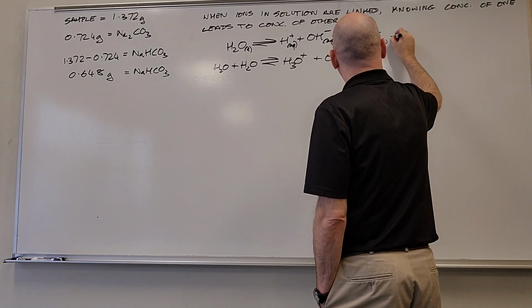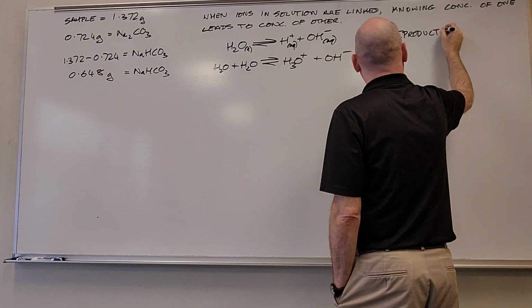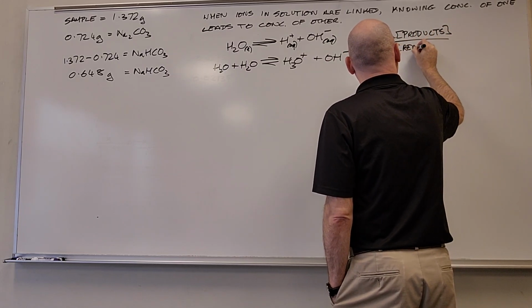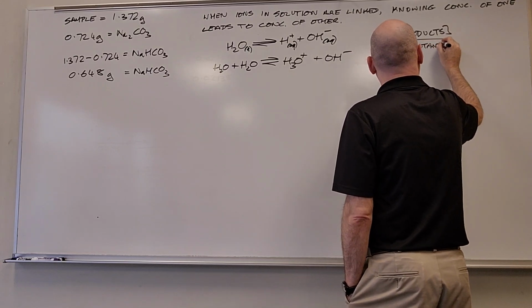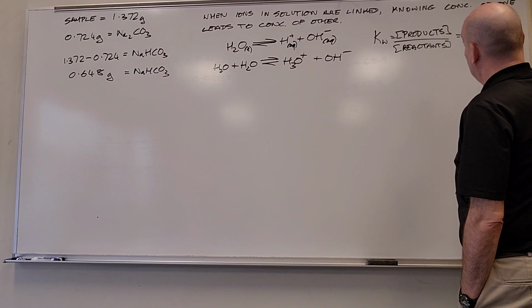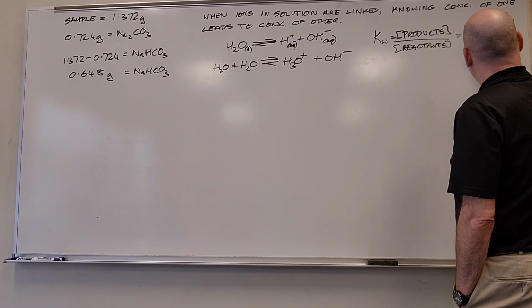The Kw. Kw is the concentration of products divided by the concentration of reactants, which is the H plus or the H3O plus, and the hydroxide, divided by the H2O.